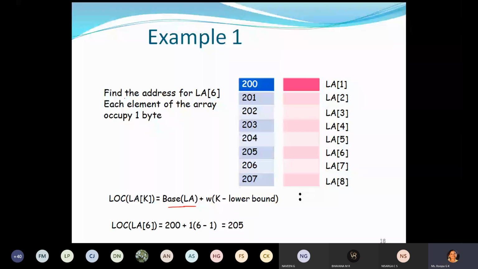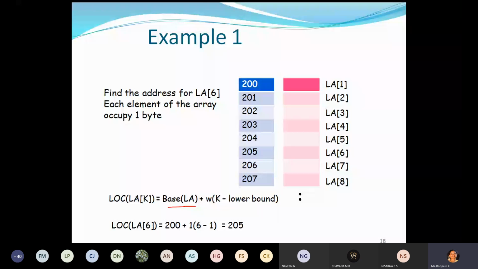Are you writing, students? Yes or no? Yes, ma'am. Okay, this one is over, the snapshot. Then write the formula: location of LA of K is given by base address plus W into K minus lower bound. What are the values to be substituted? What is the K value? It is nothing but 6.